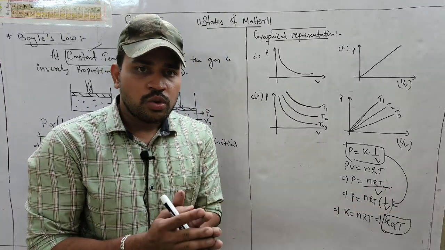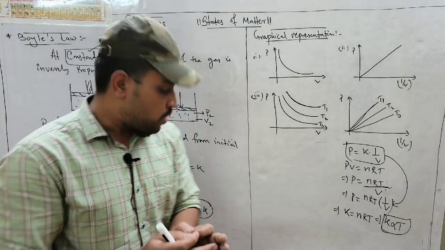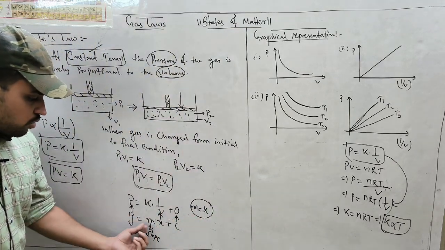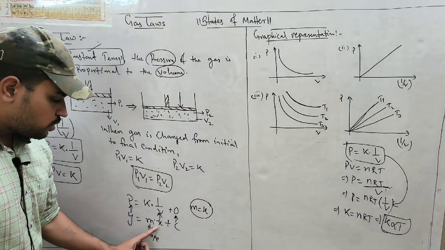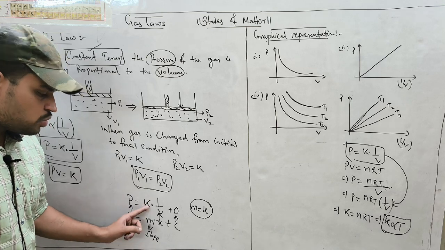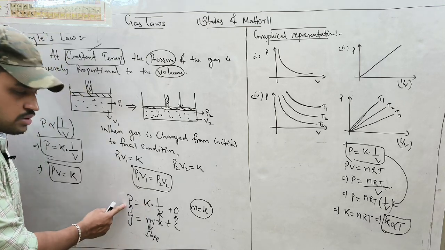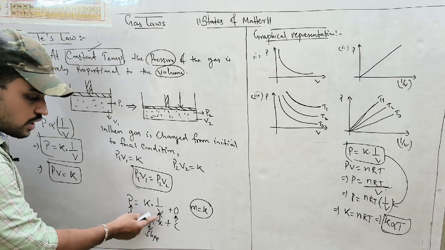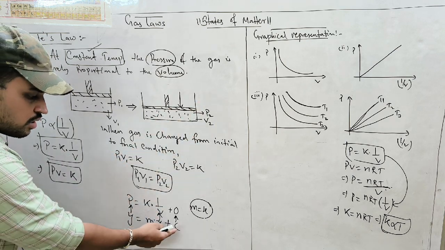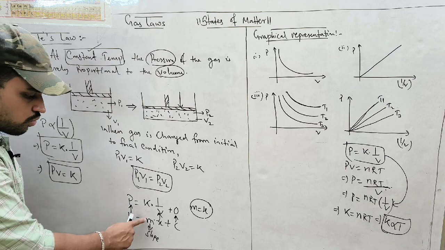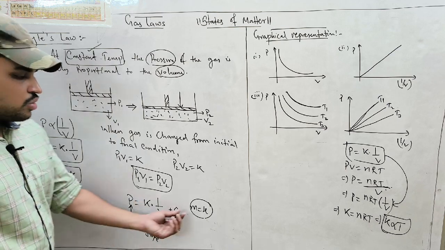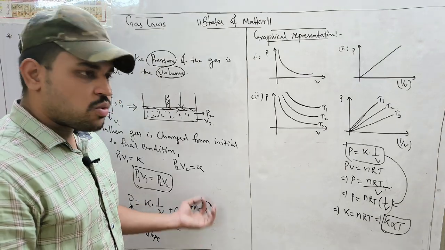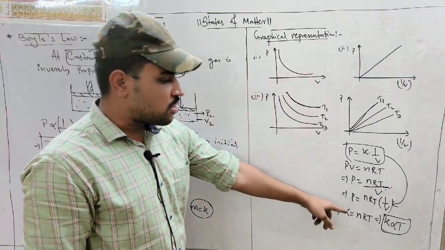So how did we get to know that K is a slope? From y equals mx plus c, we know that m equals K. On the y axis, pressure is there. On the x axis, 1 by V is there. The y intercept is 0. So m is equal to K. M means slope, that is equal to K. So the higher the slope, the higher will be the temperature.